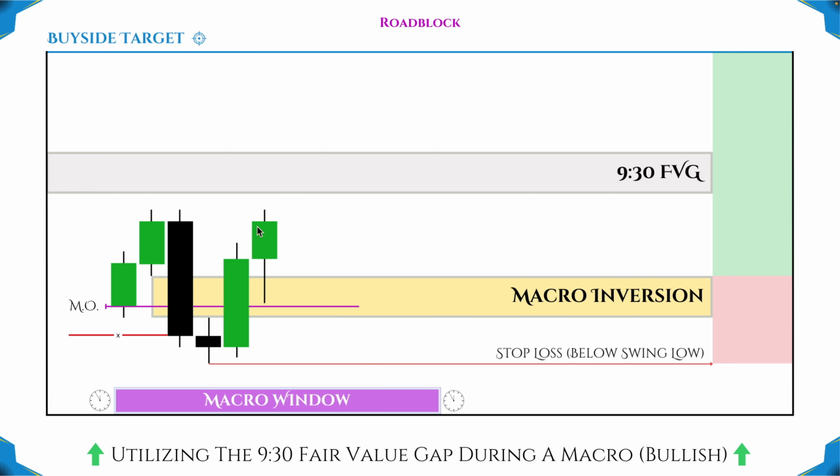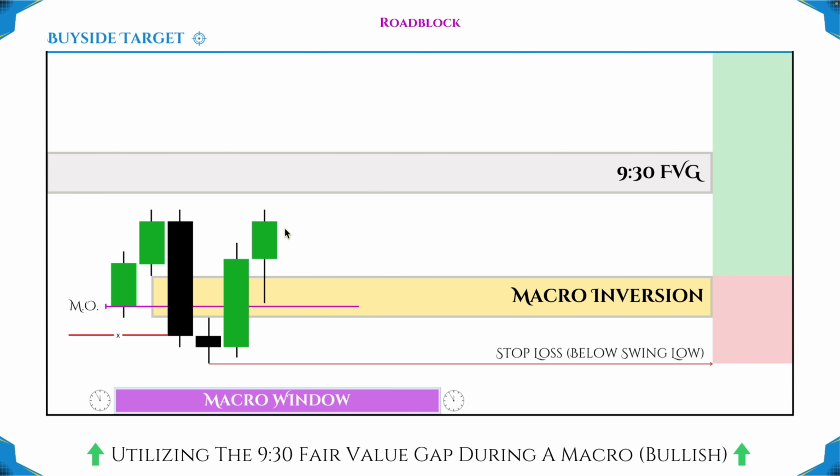So when we've established an entry point, the macro inversion, and we've also established our target, our buy side liquidity pool, we have to look at what's in the way between those two things. When we have the 930 fair value gap, I view it as a roadblock. What do I mean by that? Price has to close above it to give me confirmation that my buy side target is going to be met, because I know the significance of the 930 fair value gap, and I know that the bodies tell the story.